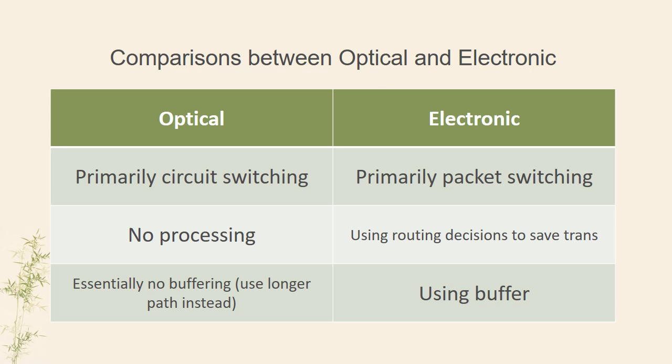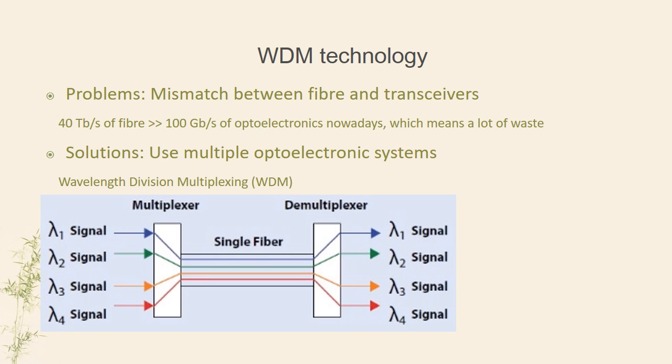Now here is the comparison between optical and electronic. As you can see, both are quite distinctive. When talking about the high transmission speed of fiber, we actually ignore the fact that nowadays the speed of optoelectronics is much slower, which means a lot of waste.